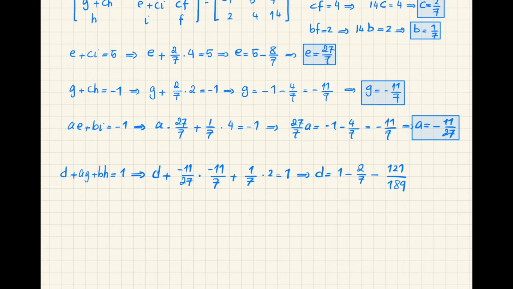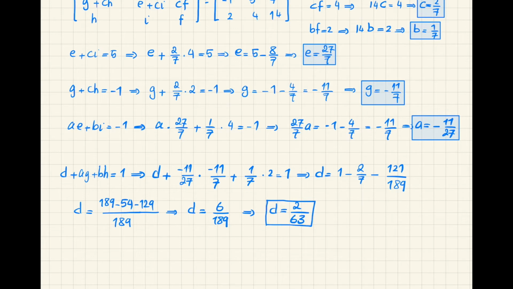So then I need to simplify and calculate this. So the common denominator is 189, so this is 189, and this is 27 times, this becomes 54, and then I have minus 129. So this is 60, this becomes 6 over 189. But this can be simplified by 3, so this becomes 2 over 63. So this is also D.